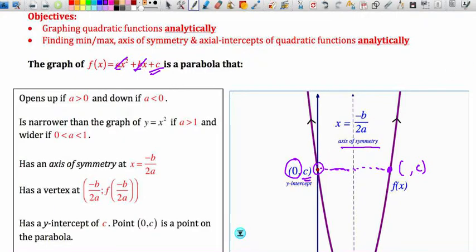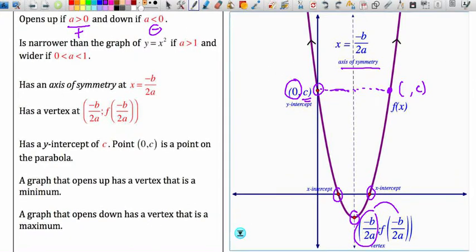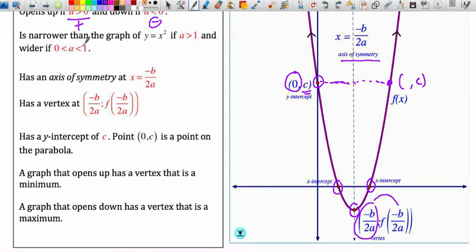Okay, so just a quick highlight of a couple of things over here. The graph will open up if the x squared term is positive. The graph will open down if the x squared term is less than 0, or negative. Of course, if it equals 0, there is no x squared term and we don't have a parabola. And if you multiply the x squared term by a number, that causes it to get wider or narrower. It gets narrower if the number is larger and wider if the number is smaller, specifically between 0 and 1.